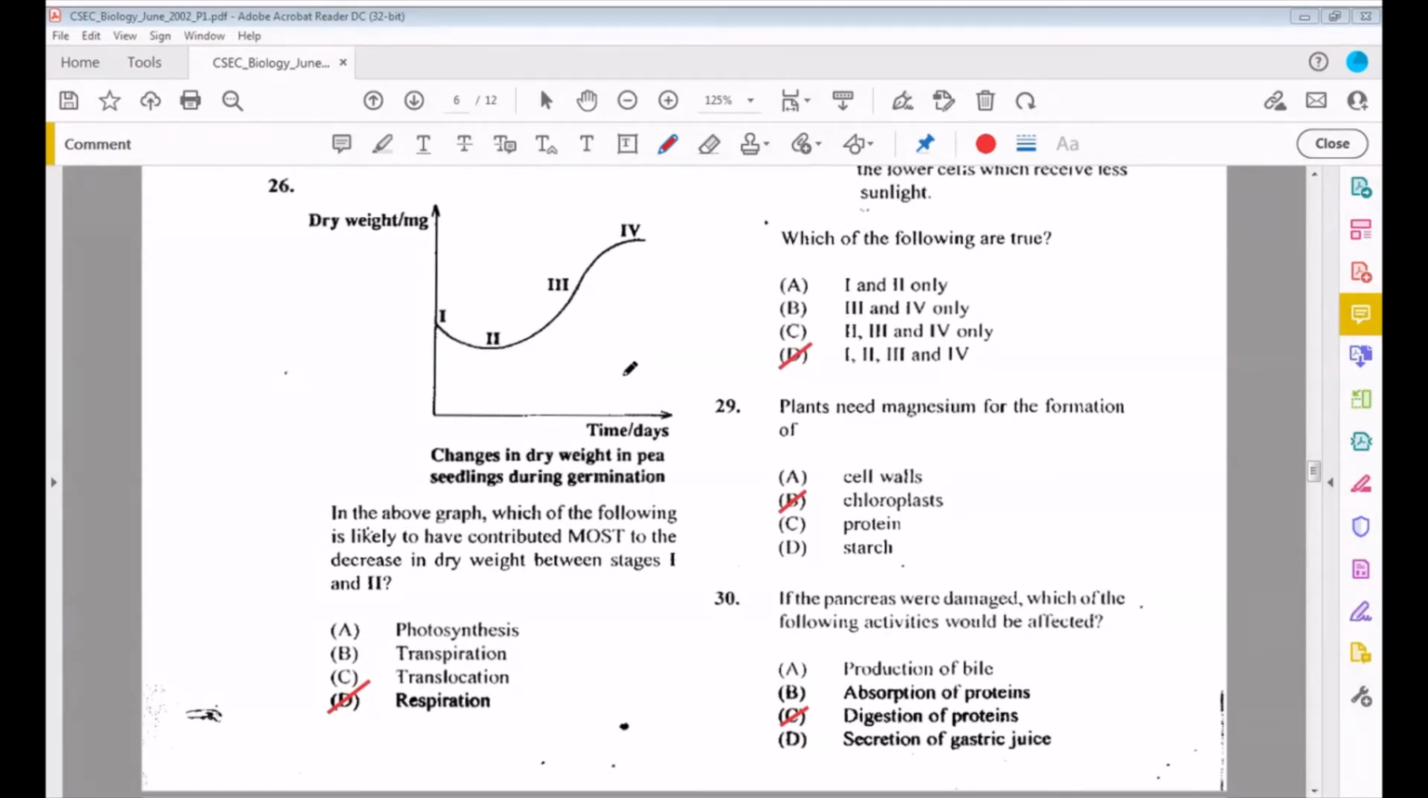26. We have this graph here showing us the changes in dry weight in pea seedlings during germination. In the above graph, which of the following is likely to have contributed most to the decrease in dry weight between stages 1 and 2? So the first two stages here. The answer would be respiration.